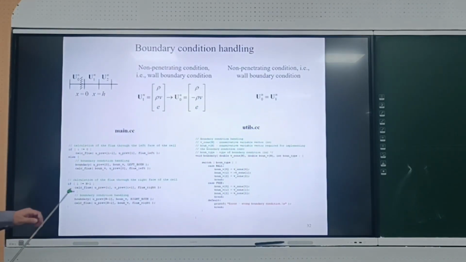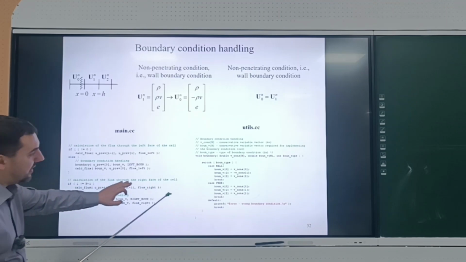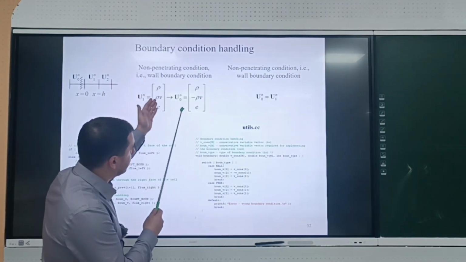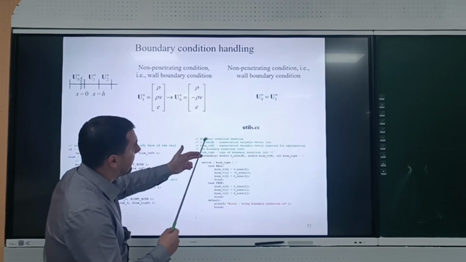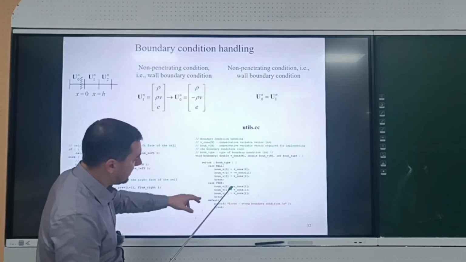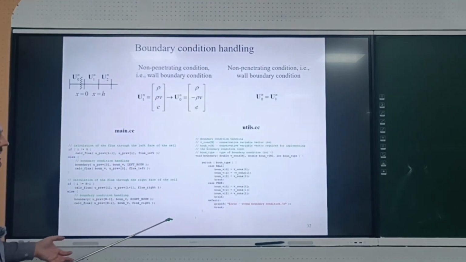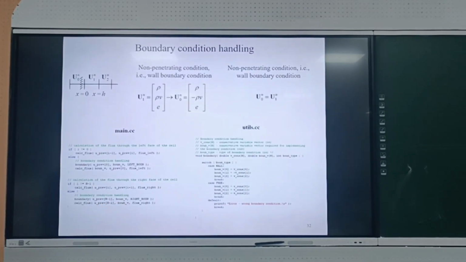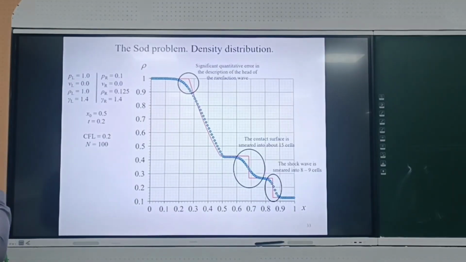This is the function boundary, which computes the parameters in the ghost cell. Okay, it's very simple. If the boundary type is wall, we implement this approach for wall: we keep the density and pressure and change the sign of the velocity. If we have the free boundary condition, the far field boundary condition, we just copy parameters from the first or from the last cell of our computational domain, and define the parameters in our ghost cell. That's it. Yeah. And so the results.